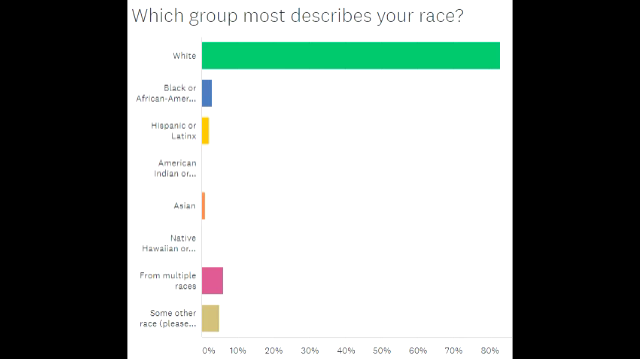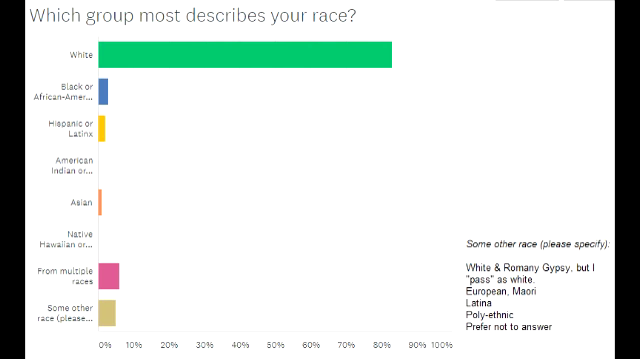Which group most describes your race? This is one that I used the presets on because I didn't necessarily think that I knew any better about how people define race, so I just used the presets on this one. Then, as you can see, the some other race please specify section is over in the corner there, and 1 person self-identified as Latina, at which point I realized, as I was checking this midway through, that that was not one of the presets that SurveyMonkey allowed.